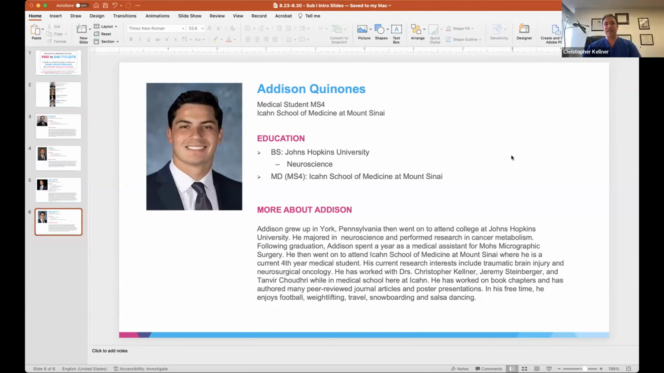Our last speaker is Addison Quinones. He's a fourth-year medical student at Mount Sinai. He did his undergraduate at Johns Hopkins, where he majored in neuroscience. He grew up in York, Pennsylvania. Following graduation from undergrad, he spent a year as a medical assistant for Mohs micrographic surgery. Then he came to medical school here at Sinai, where he's a fourth-year medical student.